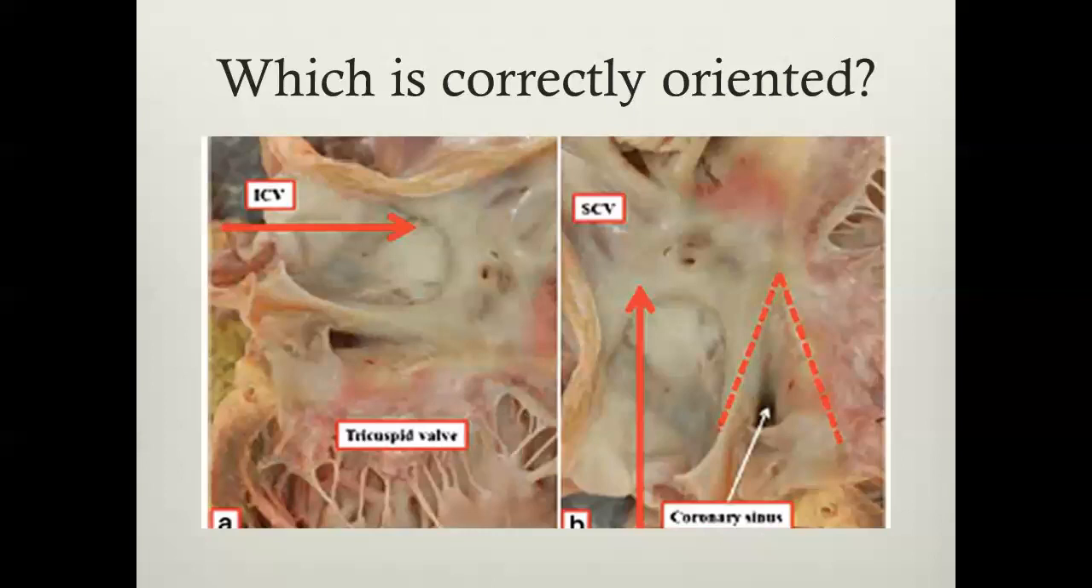Yes, AV node for those who are in membranous septum. For the echo people, it's the membranous septum, and for the electrophysiologist, it's the AV node. And then if we come here, so we have the IVC, the inferior cable vein, the superior cable vein, and then what is this?